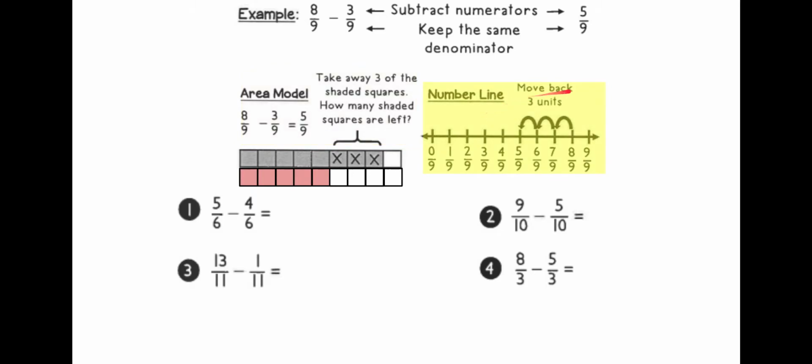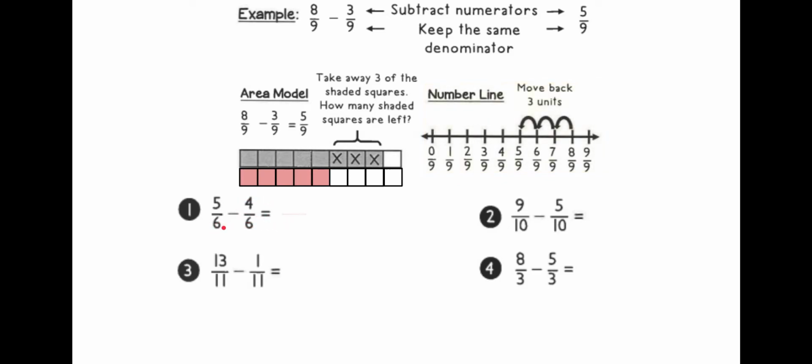They also show us a number line version, a visual model. So 0 ninths, 1 ninth, 2 ninths, 3 ninths, 4 ninths, 5 ninths, all the way up to 8 ninths. And if we go backwards 3 units, subtract 3: 1, 2, 3, we end up at 5 ninths. Anyhow, let's go ahead and try some problems on our own.